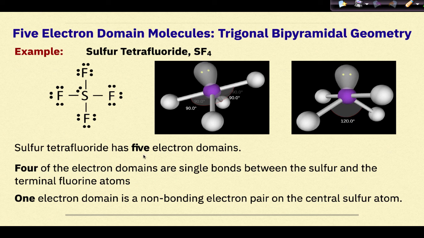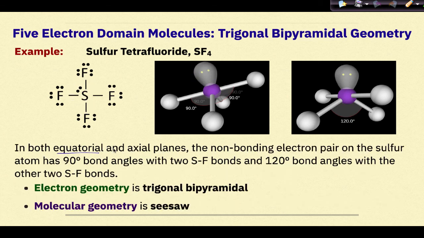Sulfur tetrafluoride has 5 electron domains. 4 of the electron domains are single bonds between the sulfur and the terminal fluorine atoms. So 1, 2, 3, 4. 1 electron domain is a non-bonding electron pair on the central sulfur atom. So this one lone pair is located here and is represented as this lone pair in this model.